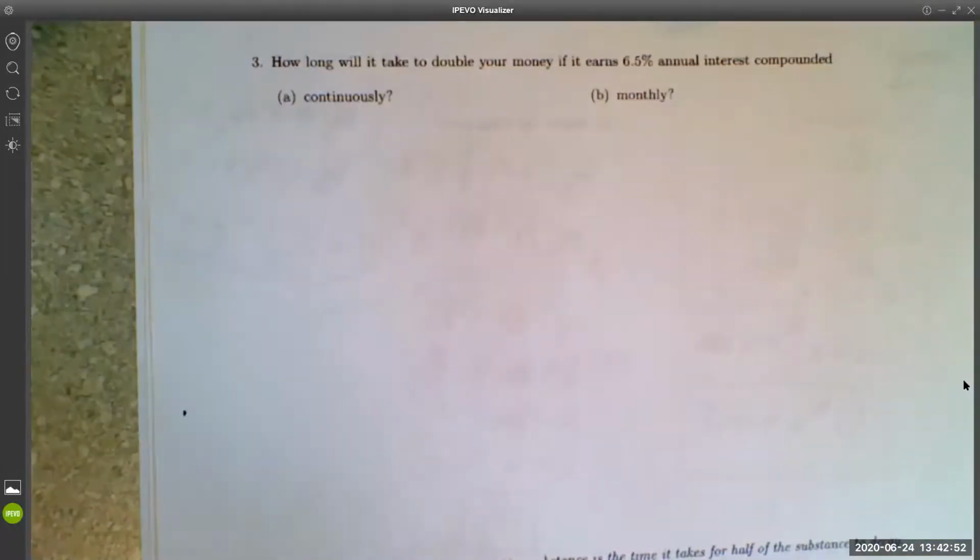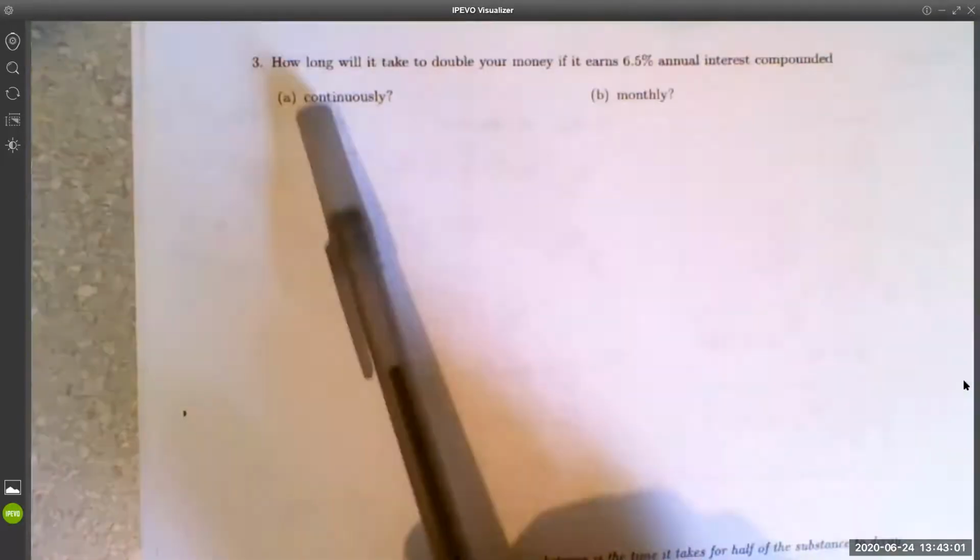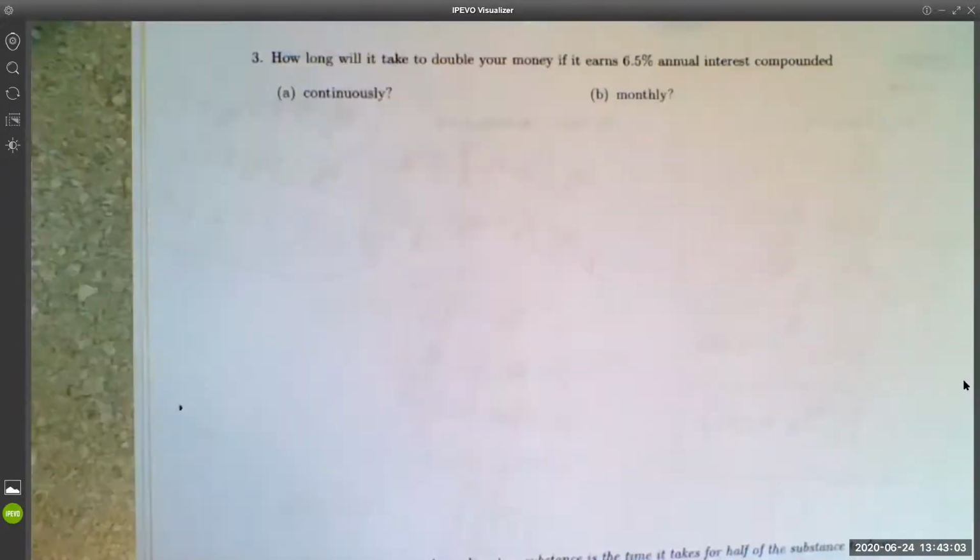Okay, so that's how we solve logarithmic equations. Now, let's take a look at some applications of this. Number 3 asks, how long will it take to double your money if it earns 6.5% annual interest compounded continuously or compounded monthly? So two different questions that we have to answer.